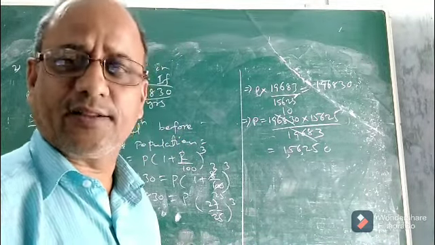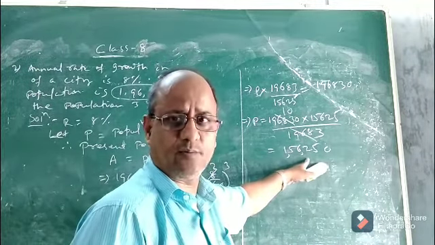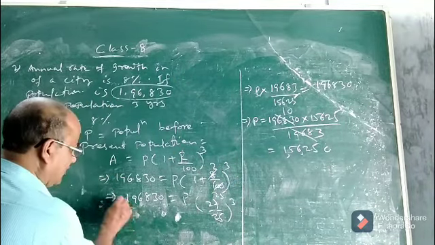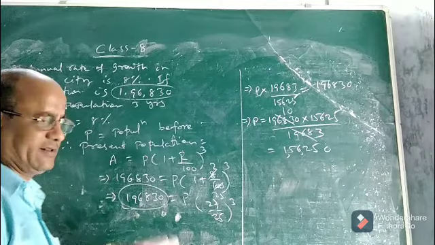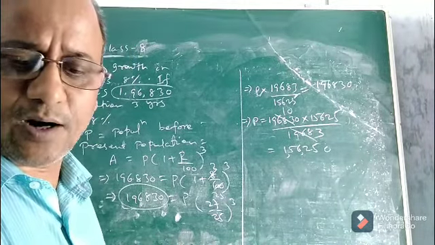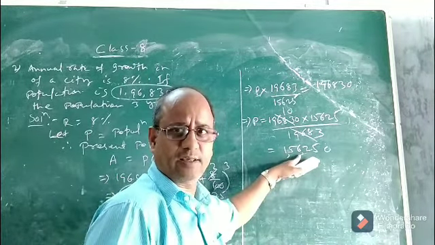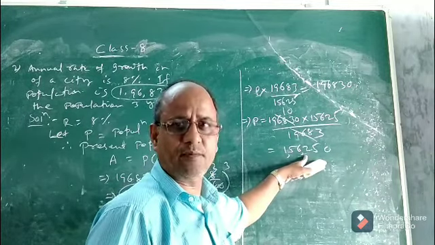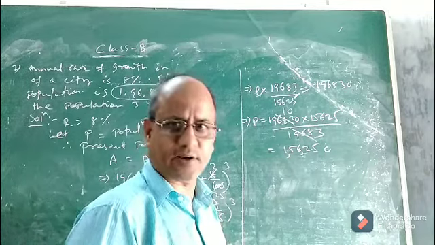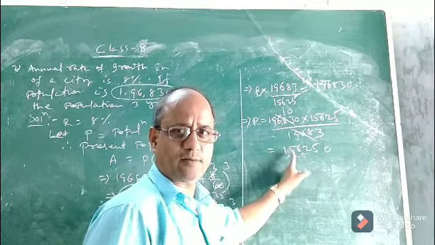So what was the question? What was the population 3 years ago? After 3 years, the population will be this much. This is the present population, 1,96,830. If its present population is given, what was the population 3 years ago? This is the value of P. We had assumed P as the population before 3 years, so 3 years ago the population of the town was 1,56,250.